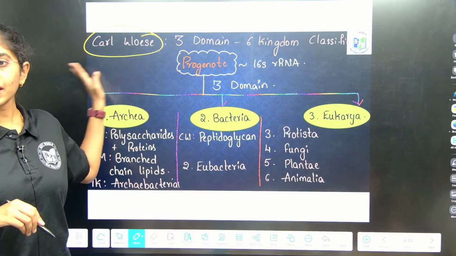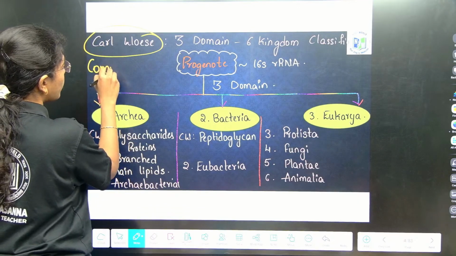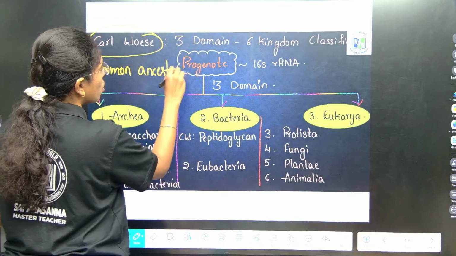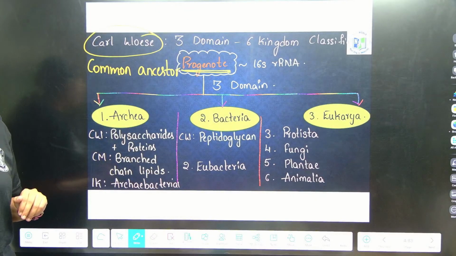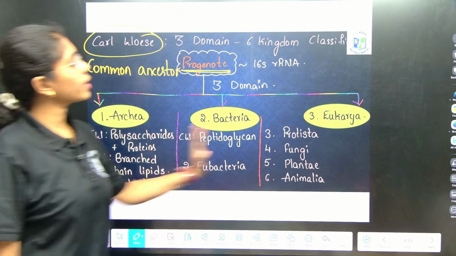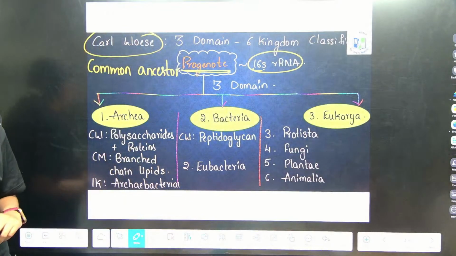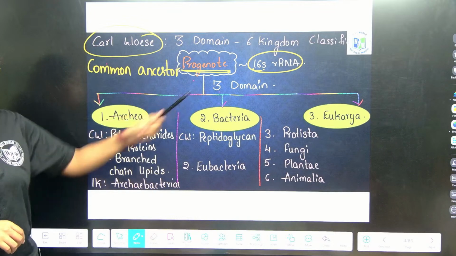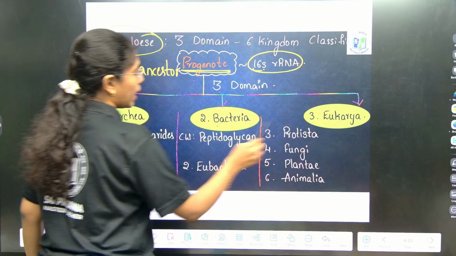So, according to his classification, there is a common ancestor for all the organisms. That common ancestor is what? Progenote. Progenote is the common ancestor. Based on what has he given the common ancestor? All the organisms have 16S rRNA inside the cell, which is in common. Okay. Likewise, you have a common ancestor from which 3 domains are given: Archaea, Bacteria and Eukarya.